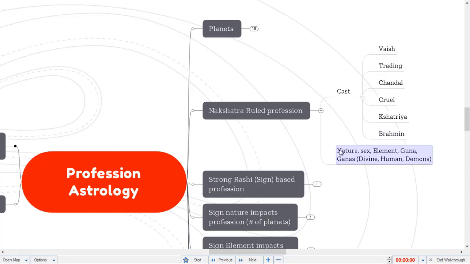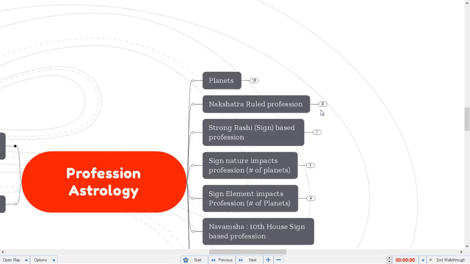Similarly, each nakshatra has a nature. It has a sex, male or female; an element, whether fire, earth, air, or water; and then a guna, whether sattvic, tamasic, or rajasic. Those are the three gunas. And the ganas: whether the nakshatras are divine, human, or demons. So what am I really talking about here?